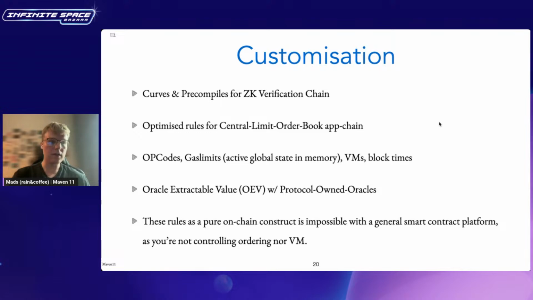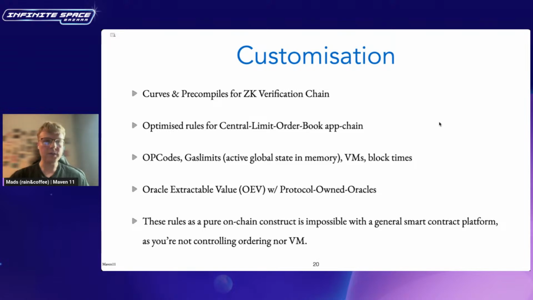Even the Celestia community is exploring being able to verify ZK proofs on Celestia itself. So you might be able to start doing some very cool things as a ZK rollup, or even as a different application on top of Celestia, by verifying specific proofs on Celestia as well. What also ties into this a bit are verifiable sequencing rules, where you could have optimized rules for a central limit order book, for example.